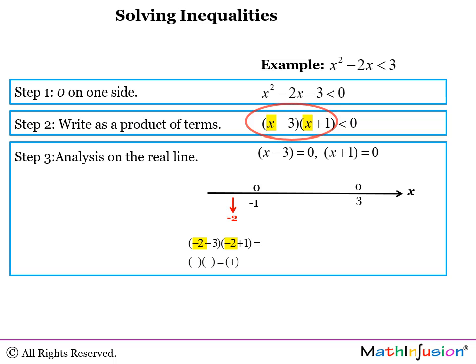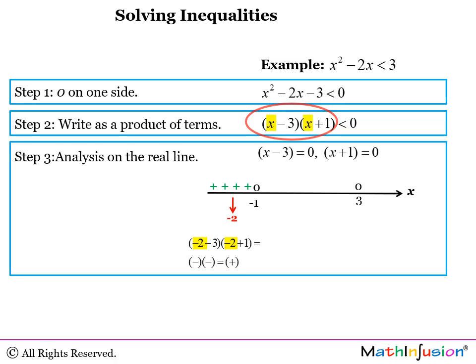So let's do that. We get 5. But the truth is that I don't care about the numerical value. I only would like to check if this is positive or negative. In this case it's positive, which means that it has to be positive all the way between negative infinity to negative 1.